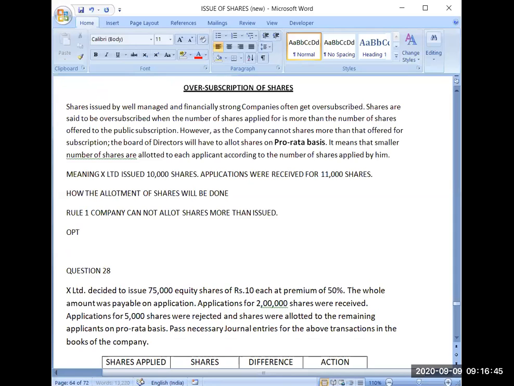So option 1 is that the company may reject the applications for 1,000 shares, and the rest, 10,000, will be allotted in full.